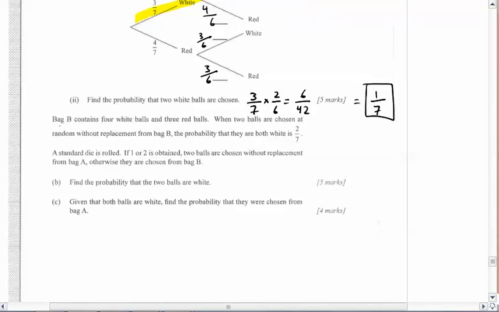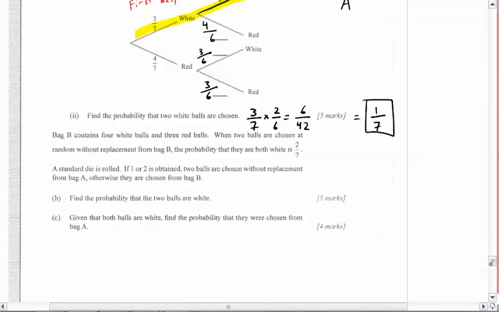Okay, bag B contains 4 white balls and 3 red balls. So here's another bag, 4 white balls, 3 red balls. When 2 balls are chosen at random without replacement from B, the probability that they're both white is 2 out of 7.